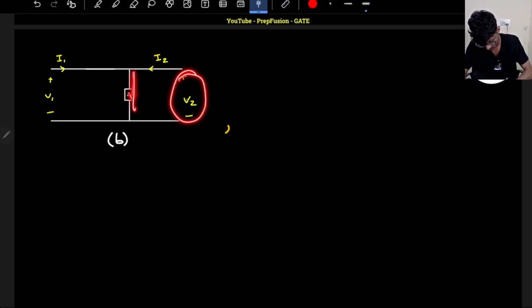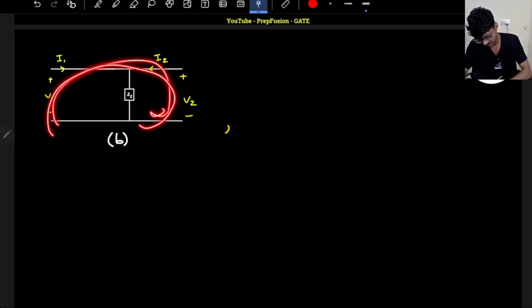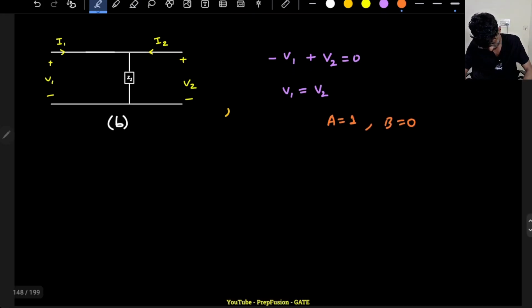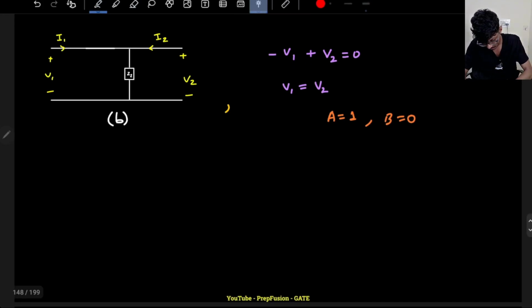So the current across this will be V2 by 2, or I can directly write a KVL here. If I directly write a KVL, this will be minus V1 plus V2 equal to 0. So V1 equals V2. So here of course my A is 1 and my B is 0 because I don't have any I2 term here. What about the I1 current?